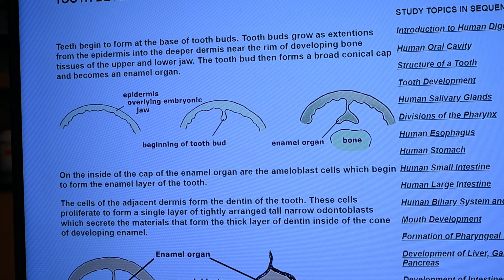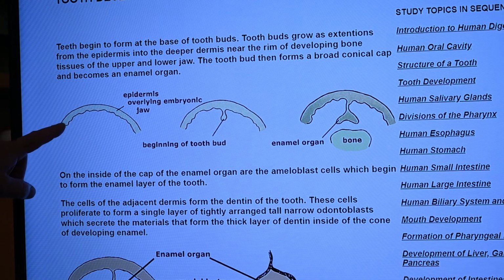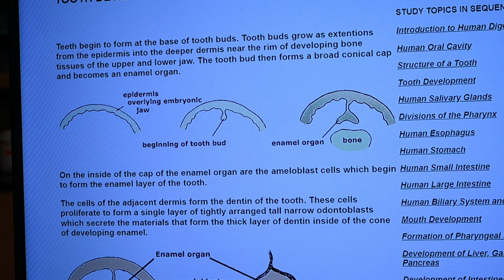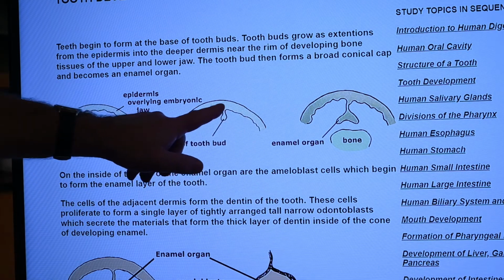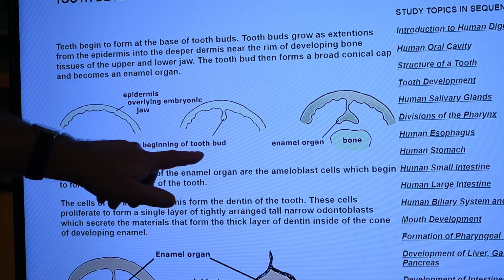We're going to look at a couple of illustrations now from the website that show the beginnings of a tooth and how a tooth develops down under the gum line. We begin with just an epithelial layer that lies over the top of the embryonic jaw. And during development of the embryonic jaw, right along the middle of that ridge, right at the very top, we initiate some tooth buds.